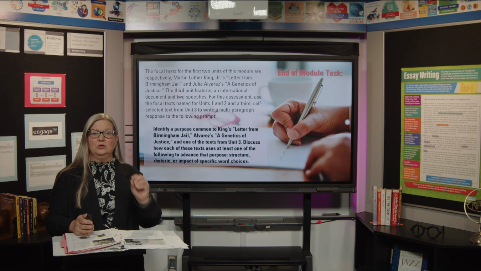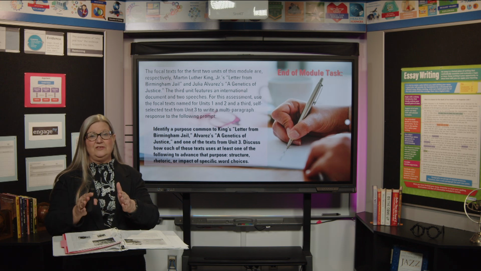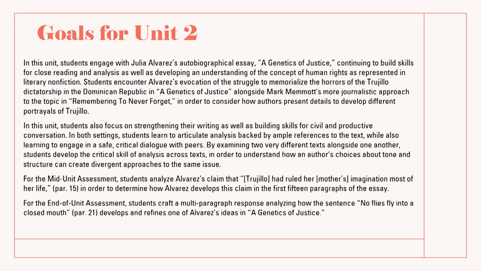Now let's look at the goals for this particular unit that are specific to Unit 2. So, in this unit, you will engage with Julia Alvarez's autobiographical essay, A Genetics of Justice, continuing to build skills for close reading and analysis, as well as developing an understanding of the concept of human rights as represented in literary nonfiction. So, we will also look at a text called Remembering to Never Forget, and you can see the rest of the goals for you on the screen in front of you. I'm not going to waste your time and read all of those when you can read them for yourself.